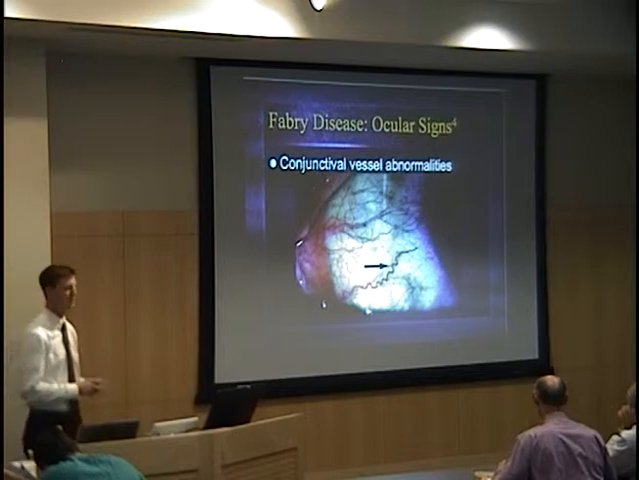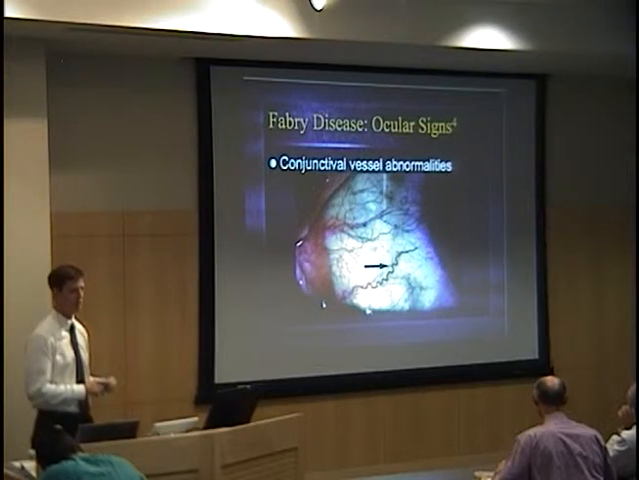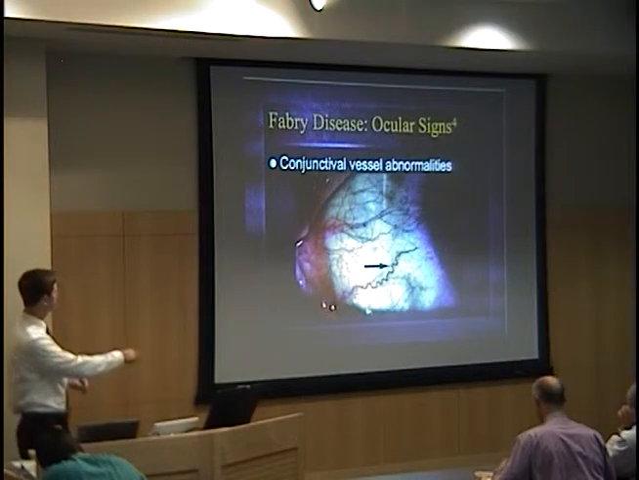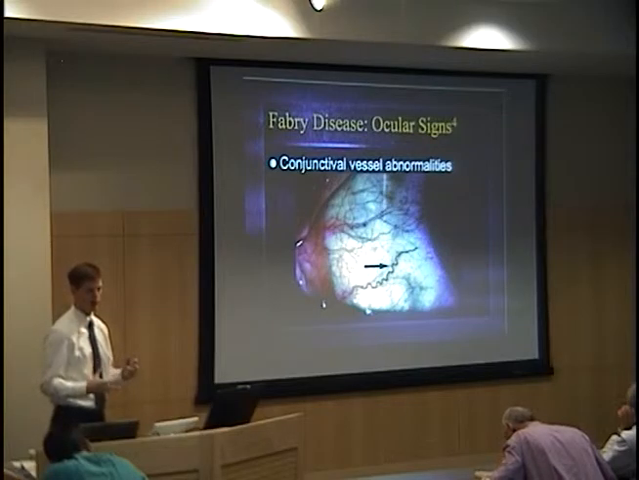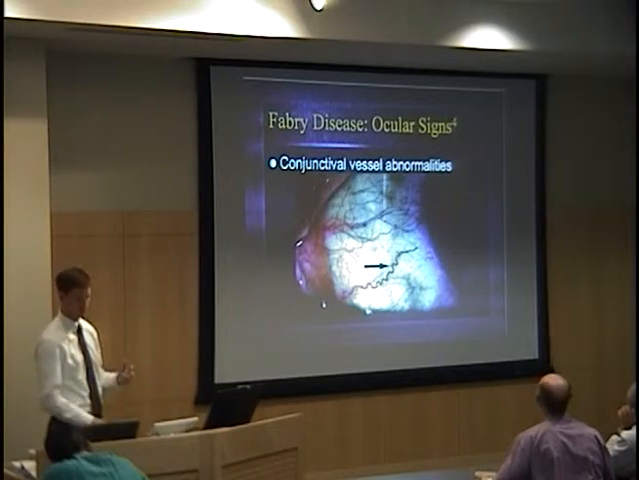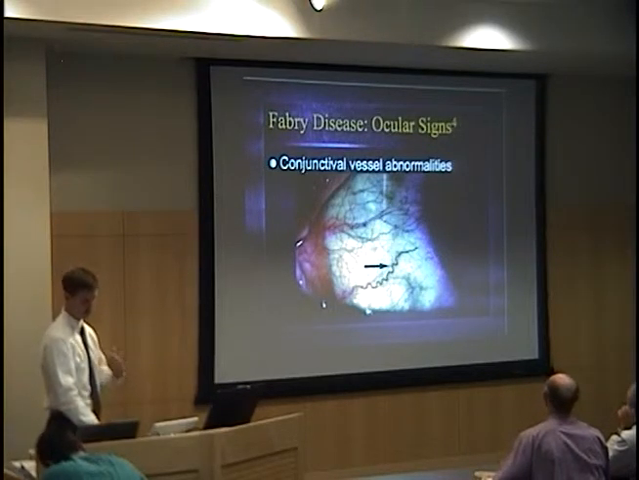Another ocular sign is conjunctival vessel abnormalities. So you can see the tortuosity of this vessel here. They can also become aneurysmal and fold over themselves, bulging outward.